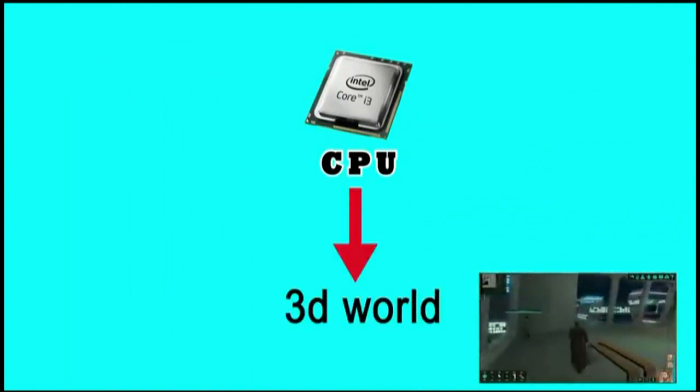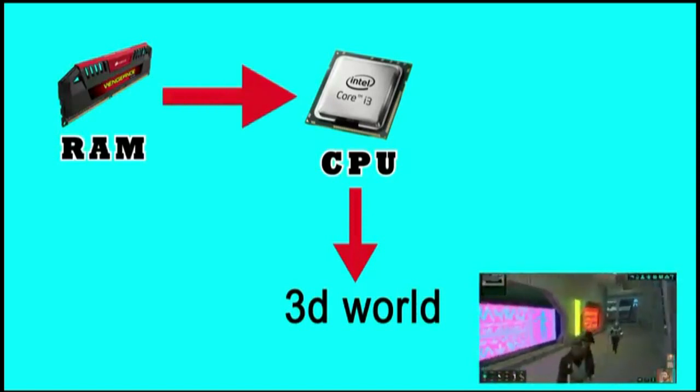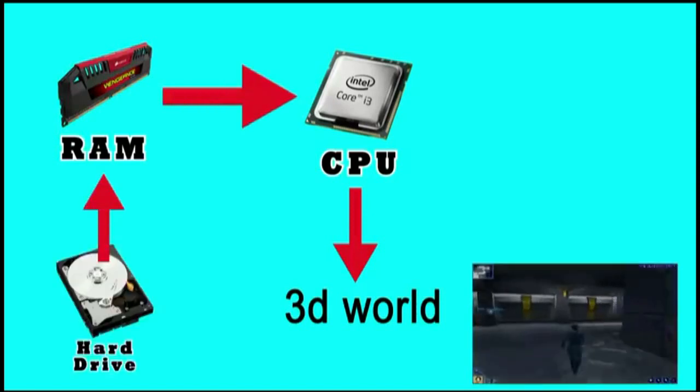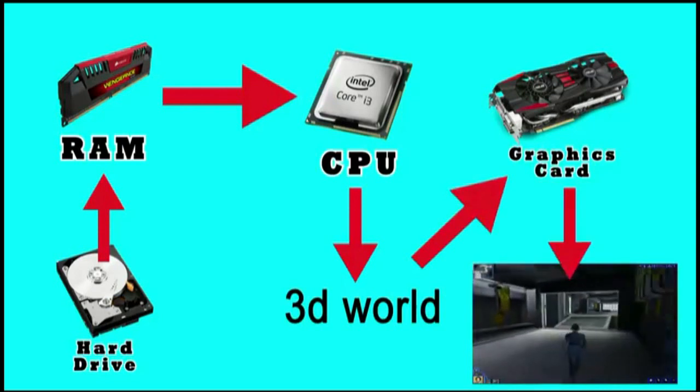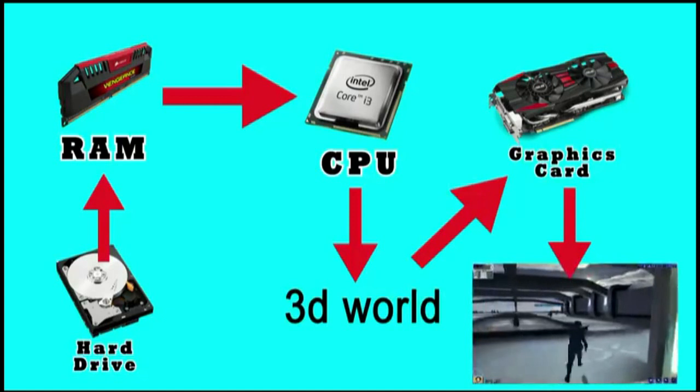The CPU of our computer creates the 3D world with the help of RAM and with the help of hard disk, but it is the graphics card that converts this 3D world into high resolution images.